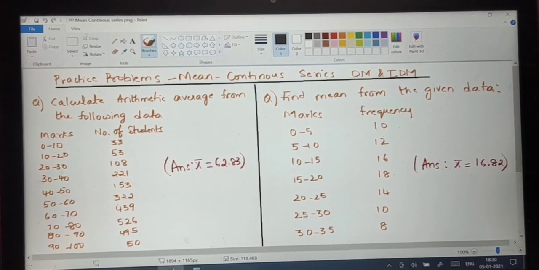So here are the practice problems which are related to mean continuous series. You can solve both of these questions using direct method and indirect method formulas. The answers are given to you in red colored ink. You will be able to solve these questions.